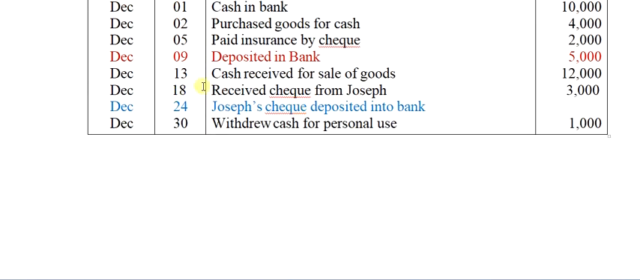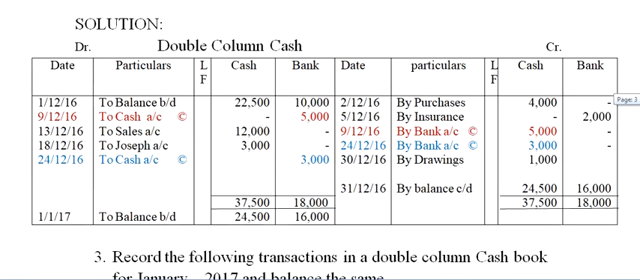See here, on December 13th, cash received for sale of goods rupees 12,000. We are receiving the cash through what? Sale of goods. So what increases? Our cash balance increases on which date? On December 13th. Can you find it here? On December 13th, to sales account 12,000. Our cash balance is increased.